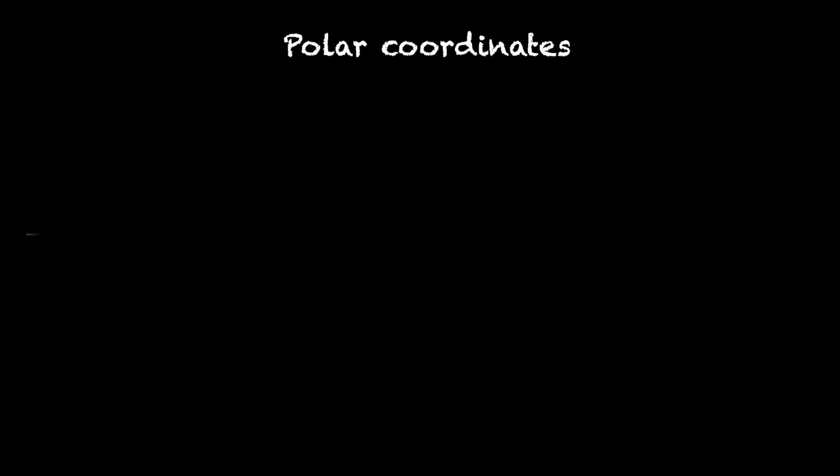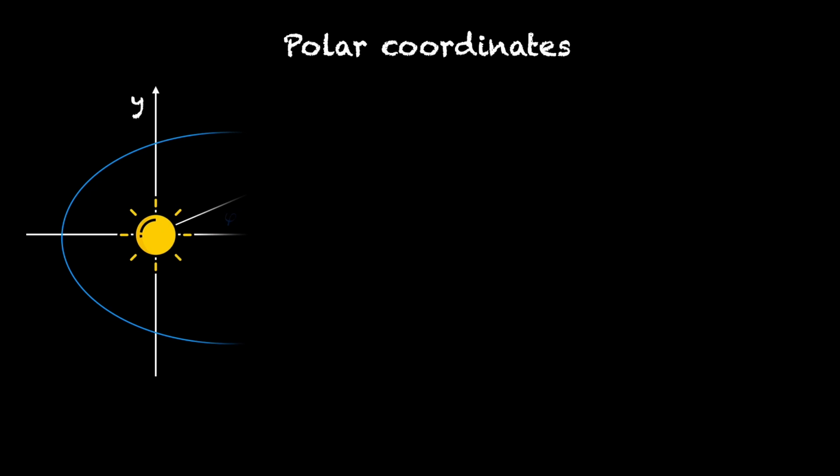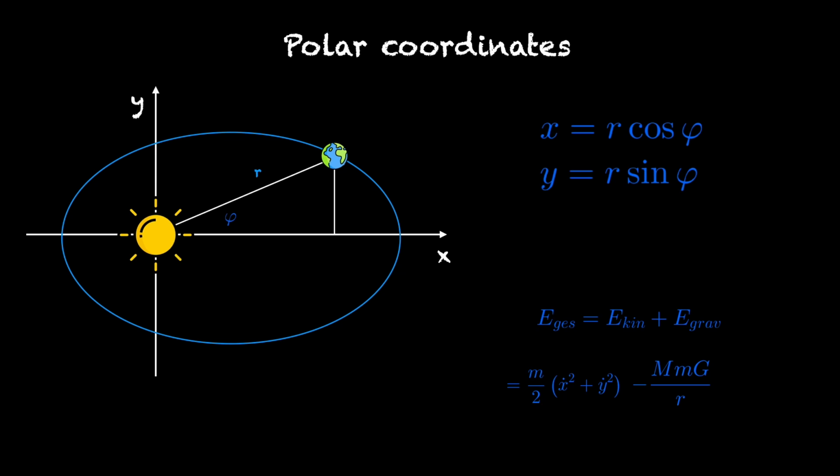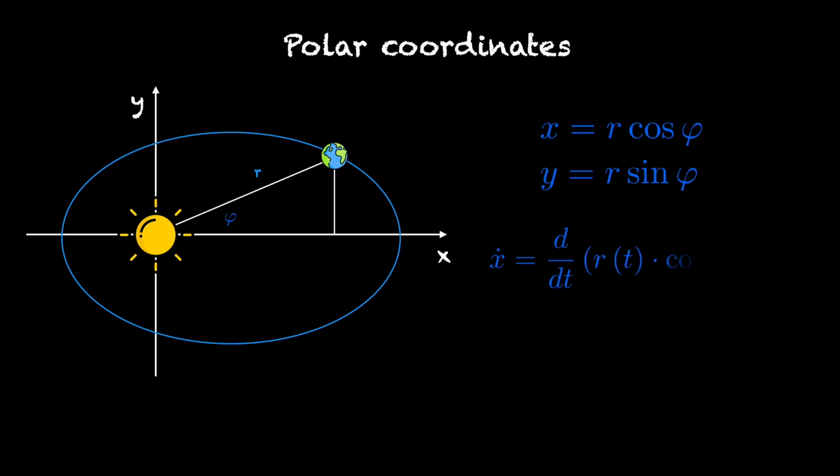In polar coordinates, x would be expressed as the distance r between the center and the point on the curve times the cosine of the angle phi, and y would be r times the sine of phi. But our formula for the energy contains time derivatives of the Cartesian coordinates x and y, so we need to take the time derivative of those polar expressions for x and y. Both r and phi are time dependent, so we have to apply the product and the chain rule to take the derivative of x and y with respect to the time t.